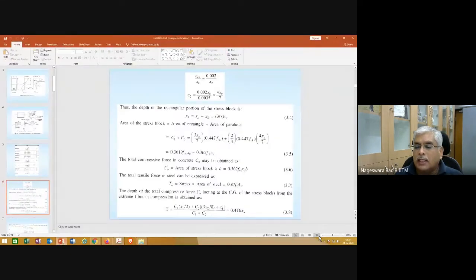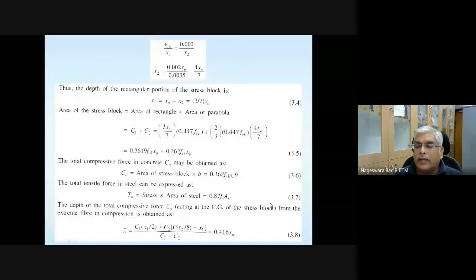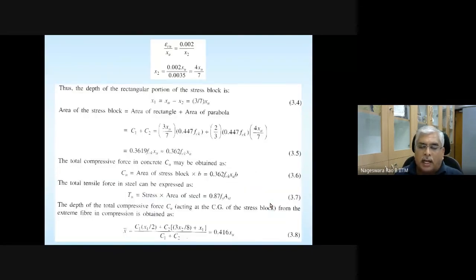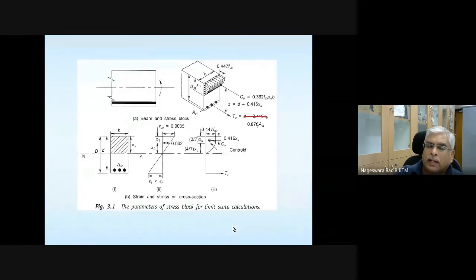If this is clear, then we can start writing the moment of resistance and other things. Before that we need to find the neutral axis depth, this xu. How to get this xu? How to get the neutral axis depth?